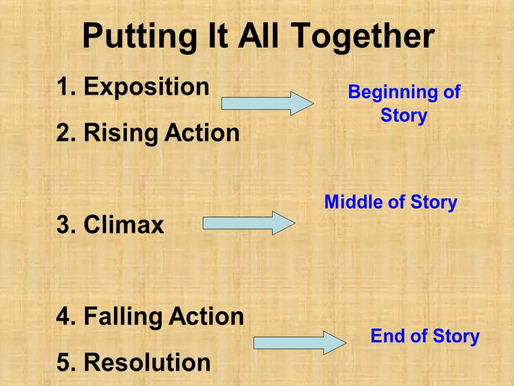So putting it all together, just to quickly recap that, exposition is the beginning of the story. The rising action takes you to climax, which is the middle of the story, or the most exciting part of the story, or a turning point in the story, where the main character comes head-to-head with the central conflict in the story. Falling action and resolution occur at the end of a story.